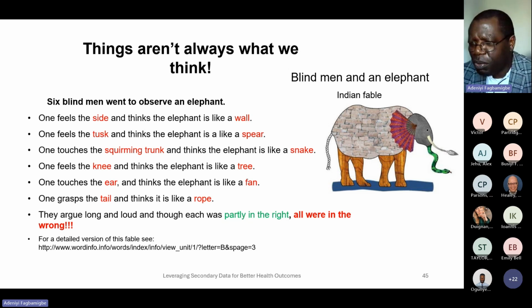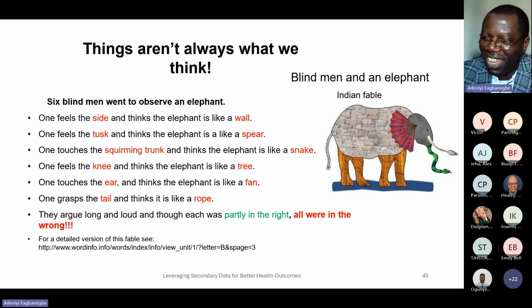And all of them, because they couldn't see, began to argue, very low for a long time and very loud for that matter. And the truth of the matter is that they are partly in the right, but unfortunately they are all wrong. And that is the power of statistics. With statistics, you do not look at just one side. You need to look at it as a whole.